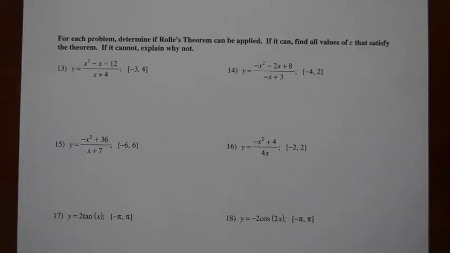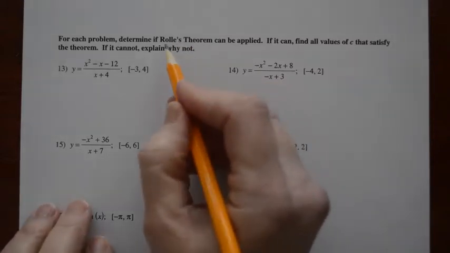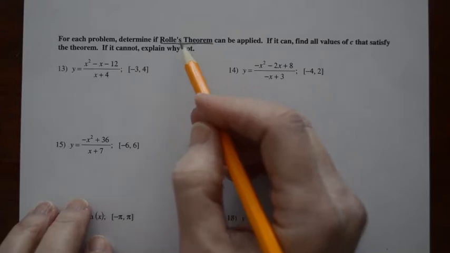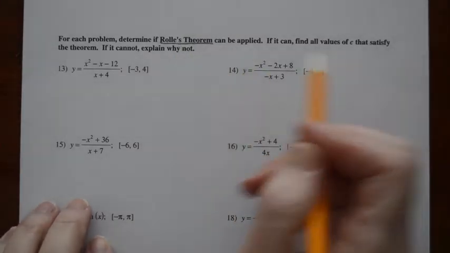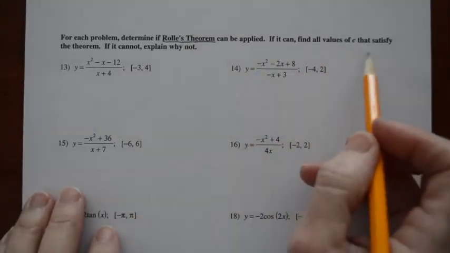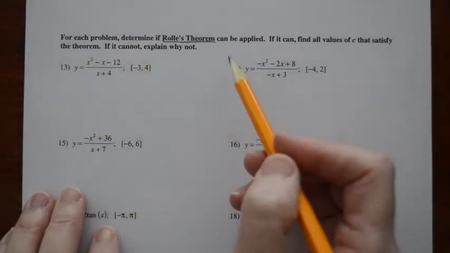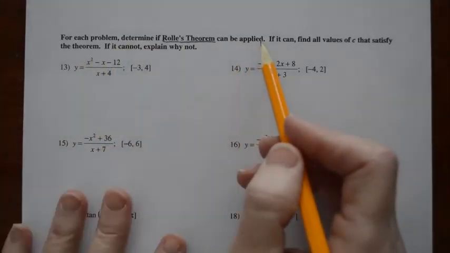Okay, let's take a look at one Rolle's theorem problem. This is on the Rolle's theorem worksheet, on the second page, and it says right here, for each problem, determine if Rolle's theorem can be applied. And if it can, find all values of C that satisfy the theorem. If it can't, explain why not. So the first thing we have to do is make sure it can be applied.